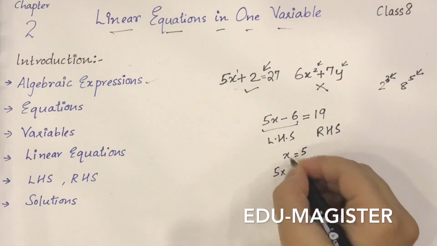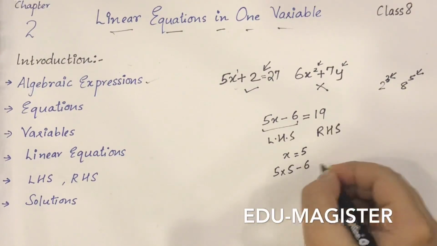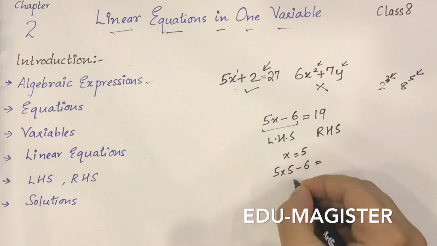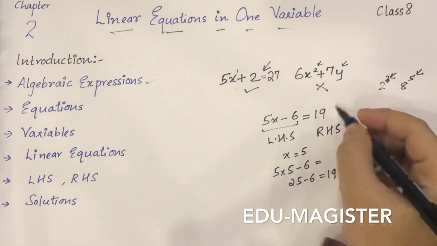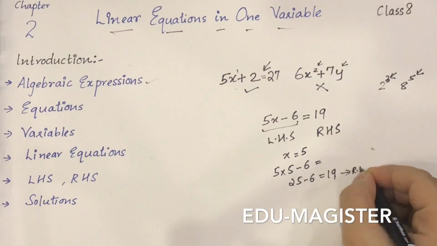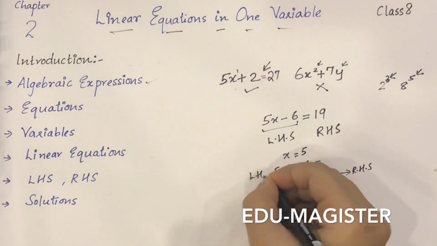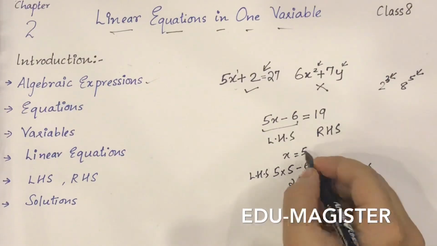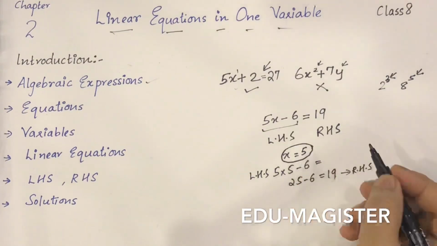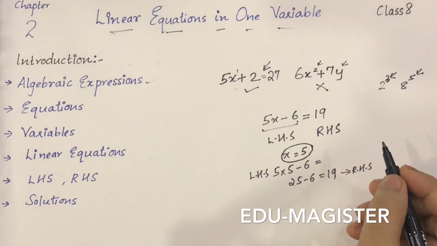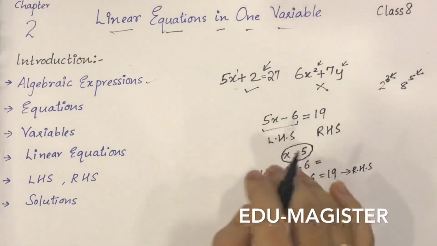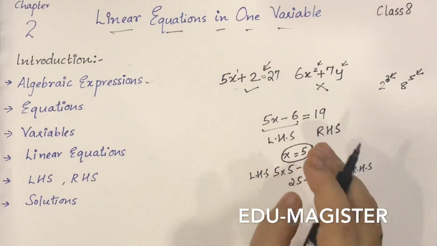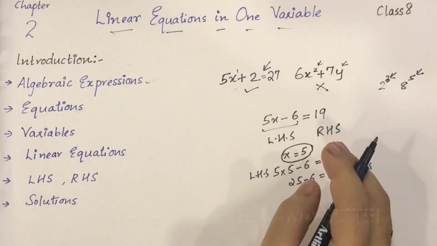5 into 5 minus 6 is equal to 5 into 5 is 25 minus 6 is 19. So that is the right hand side. So LHS becomes equal to RHS. So this value of x is known as the solution of this equation. So throughout this chapter, we will be finding out the solutions to the given algebraic expressions.